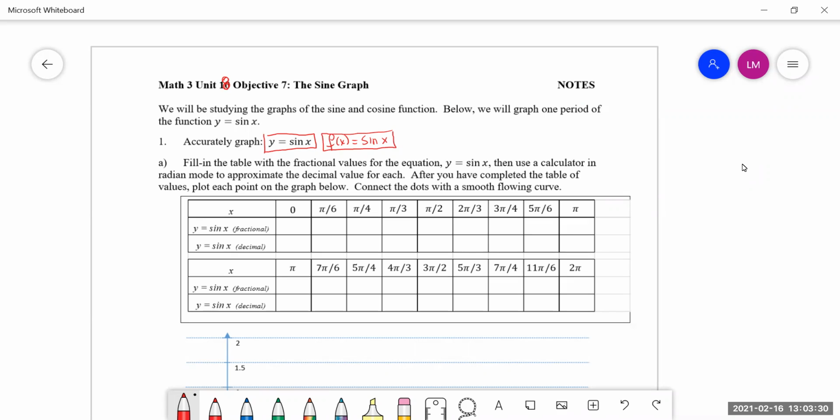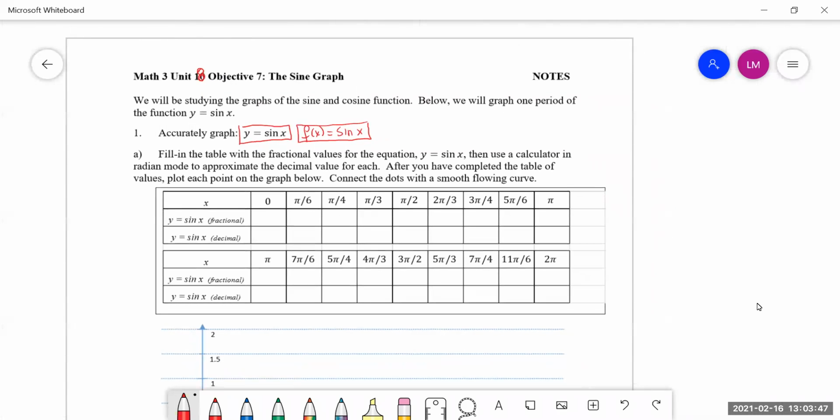One with fractions, it says fractional, and one with decimals, because sometimes we don't see the real value of something unless we see it with decimals, okay? So I'm going to try to teach it for different ways of perceiving or learning the trig ratios. I know some of you use the right triangles.